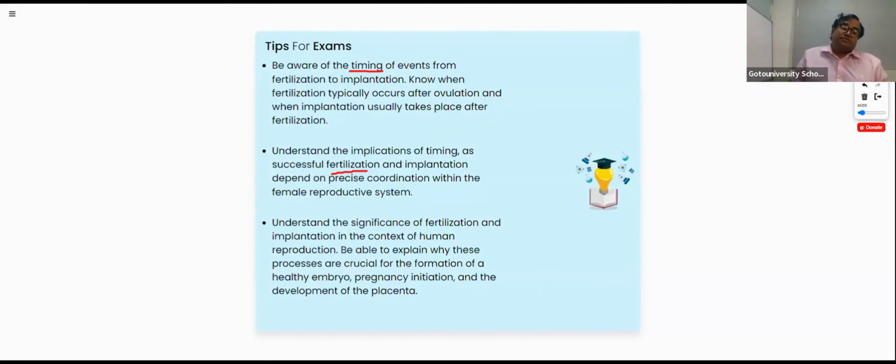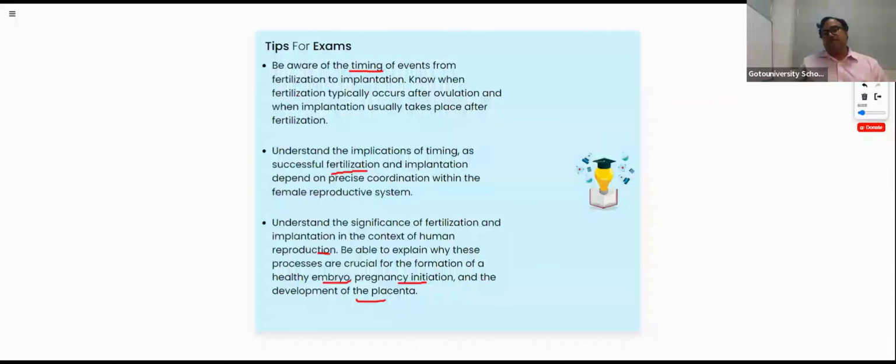What is the reason for successful fertilization? Copulation happened in the ovulation period. Like this, we need to narrate, right? Now, the sequence of fertilization and implantation in the context of human reproduction. We know very well healthy embryo formation, pregnancy initiation, and development of placenta: all these things will not happen if the sperm is not reaching the egg.